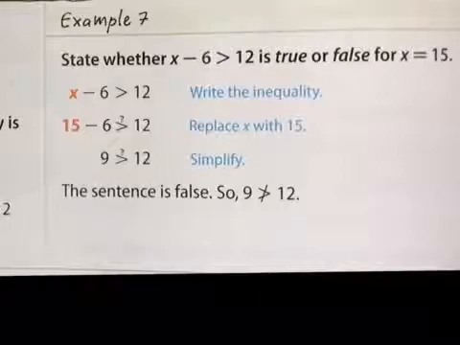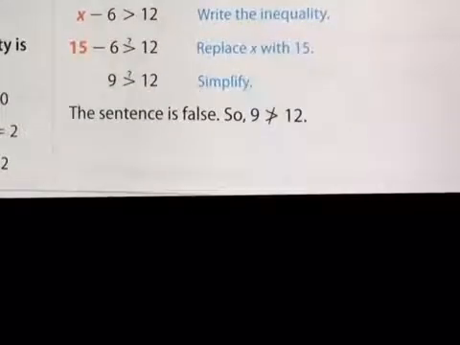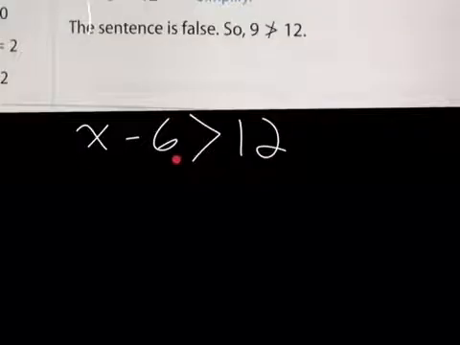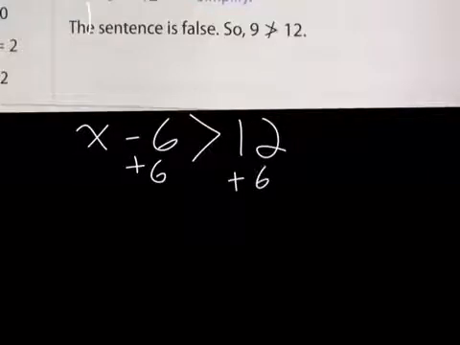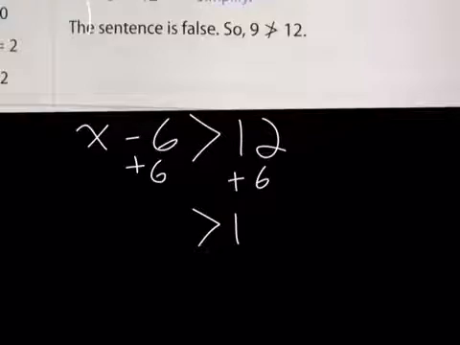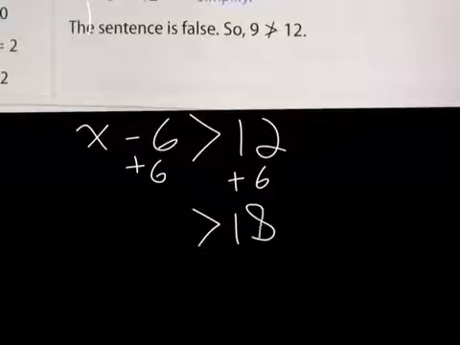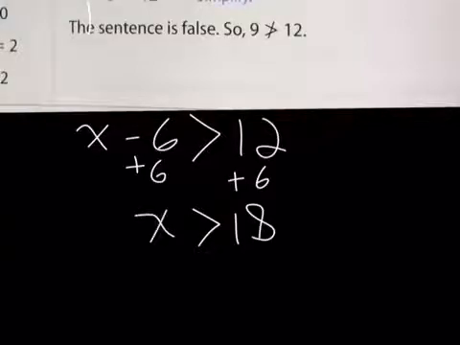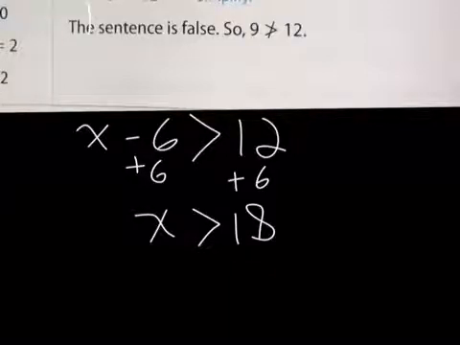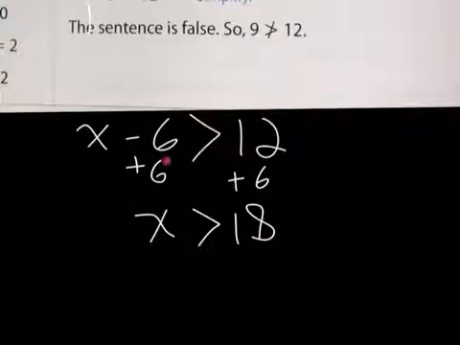The way we would solve this, boys and girls, is similar to the way we solved an equation. If you have x minus 6 is greater than 12, we could do the same thing we've done before, where we add the 6 in order to isolate the variable, and we add the 6 to the other side, right? And we know that this becomes 18, and this is x. So x has to be greater than 18. X cannot be 15. X has to be greater than 18 in order for it to be greater than 12 when you subtract 6 from it.